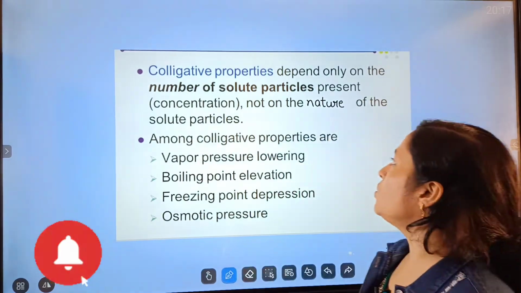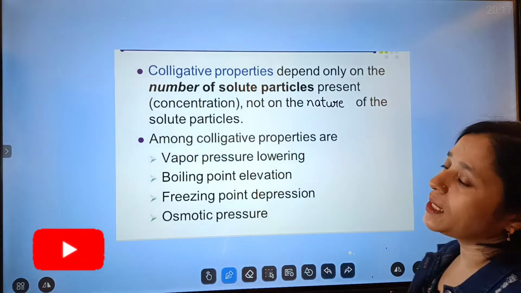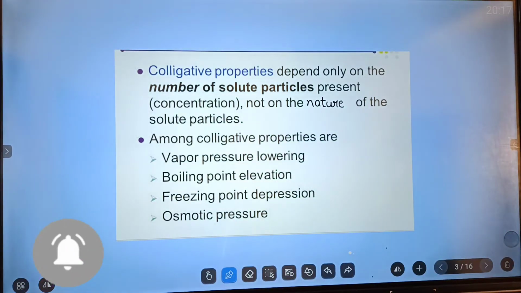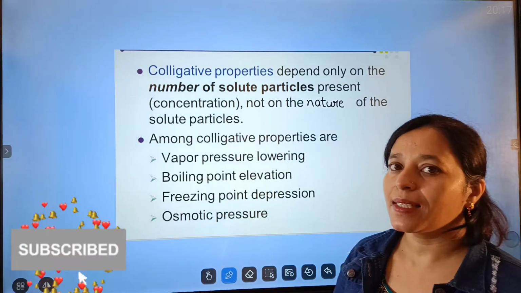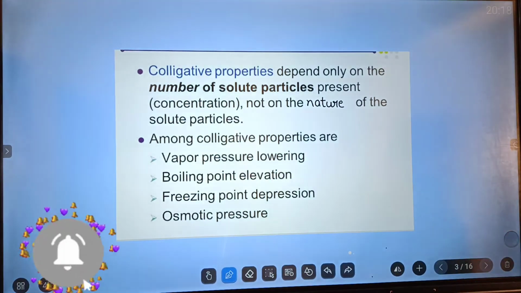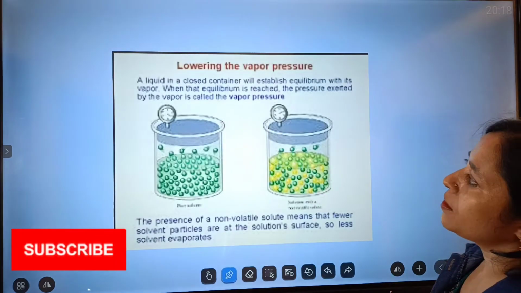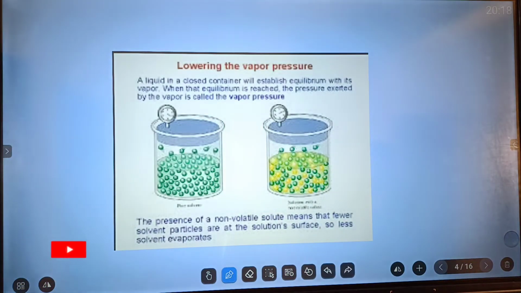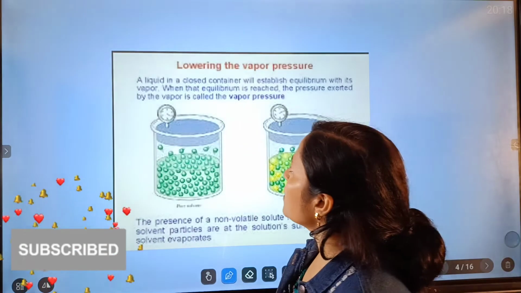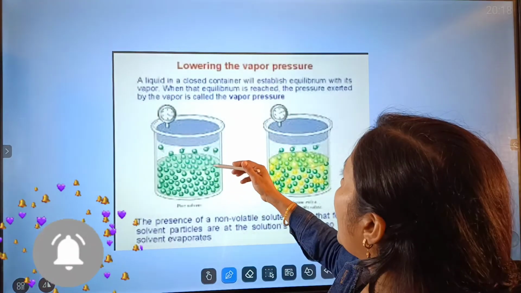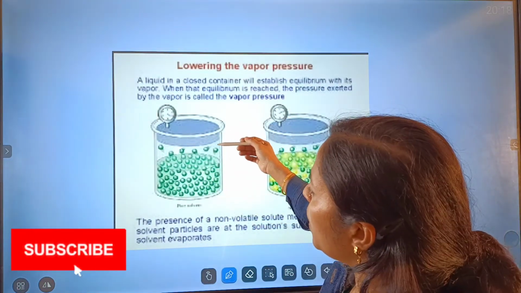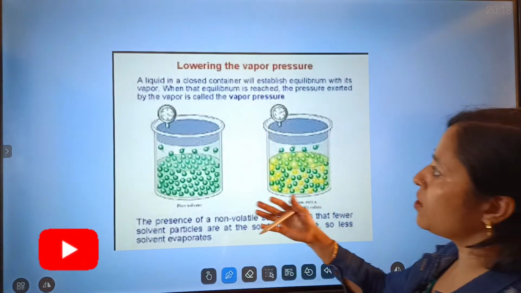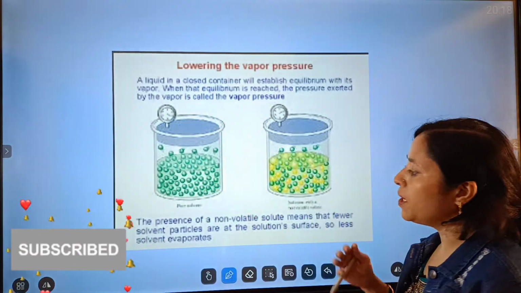So as I have discussed with you, colligative properties do not depend upon the nature of the particles but they depend upon the number of the solute particles. And among colligative properties we are going to discuss the vapor pressure lowering, boiling point elevation, freezing point depression and osmotic pressure. So let's start with the first colligative property, that is lowering of the vapor pressure. You see, in this container there is a liquid, and it is establishing equilibrium with the vapor outside. When the equilibrium is reached, the pressure exerted by the vapor is called the vapor pressure.